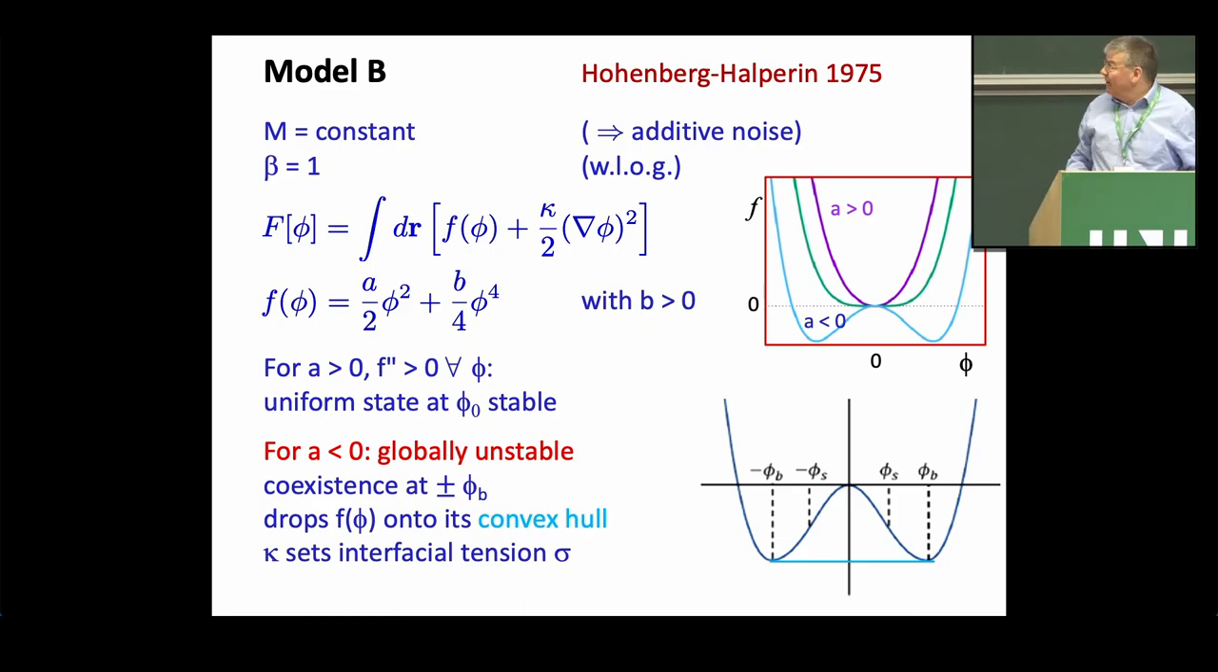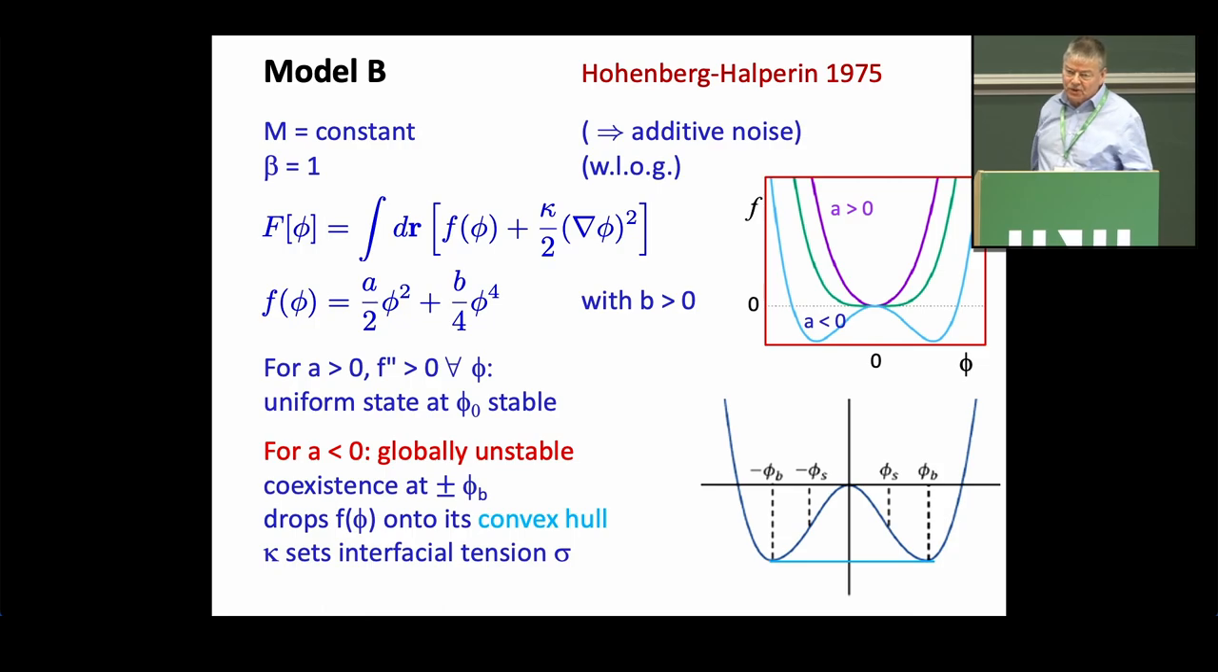And then I have to worry about the less local part, the kappa piece, which cares about gradients. And what that does is in this state of phase separation, it actually fixes an interfacial tension between the two phases, which in this model are plus or minus phi b. So that's the global instability.